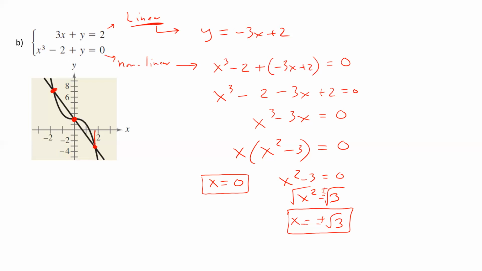Perfect. Okay, so let's plug in. We're going to get our 3 answers in just a bit. Let's go. So plug in the 0. If you want to just put this in on the side, 3 times 0 plus 2 equals 2. Our coordinate is 0, 2.